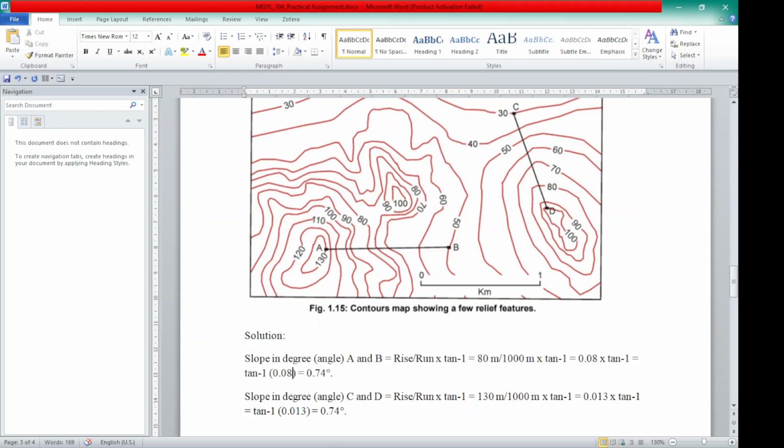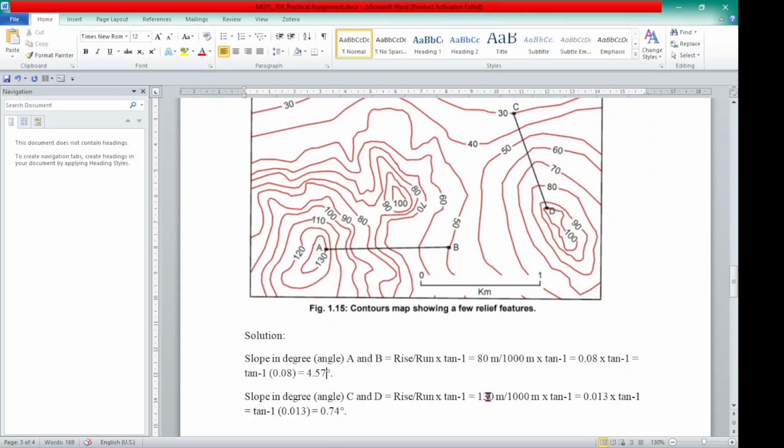So let me yet again do tan inverse of 0.08, which is 4.57. This is 4.57 degrees.